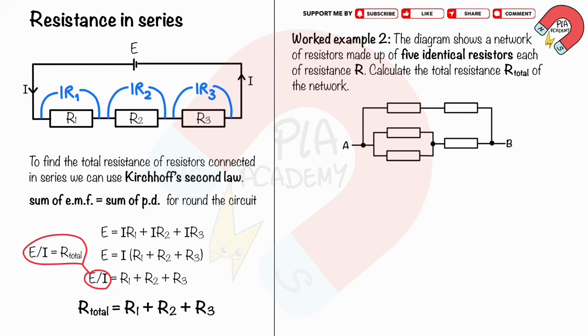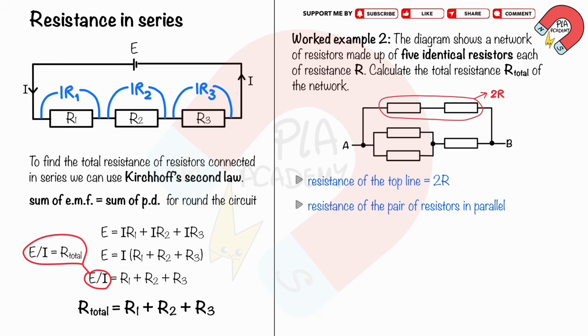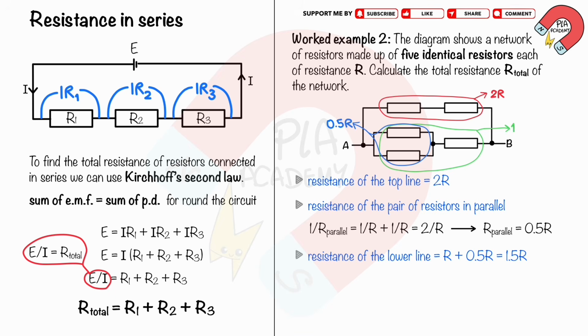Worked example 2. The diagram shows a network of resistors made up of 5 identical resistors, each of resistance R. Calculate the total resistance of the network. The total resistance of the top line is R plus R equals 2R. The total resistance of the pair of resistors in parallel can be calculated using 1 over total resistance equals 1 over R plus 1 over R, resulting in 2 over R. So, total resistance in parallel equals 0.5 R. The total resistance of the lower line is 0.5 R plus R equals 1.5 R.